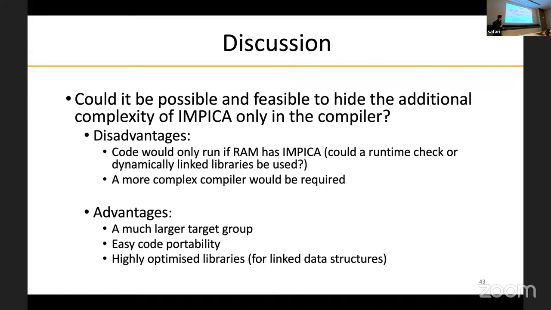Now to the advantages. If we just hide all the complexity inside the compiler, we would have a much larger target group, because you could just recompile your old code, which doesn't work with Impica, and then get the accelerator code. But I can imagine this would be quite challenging to make such a compiler.